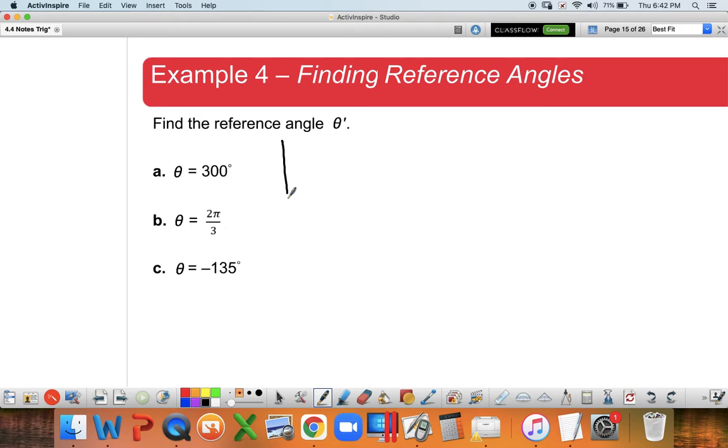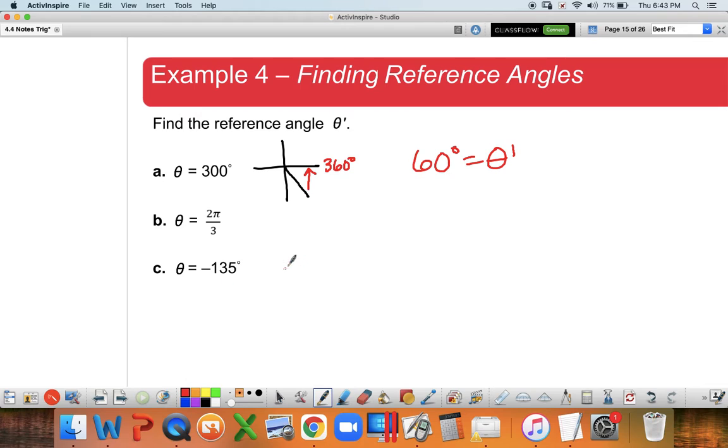So let's do some examples, and hopefully as we find some examples, that'll help us out. So first is 300 degrees. So 300 degrees I know is down here. So that tells me it's in quadrant 4. I just want to figure out how far away is it from the x-axis. Well, the closest is 360. So the difference is just 60 degrees. That is my reference angle.